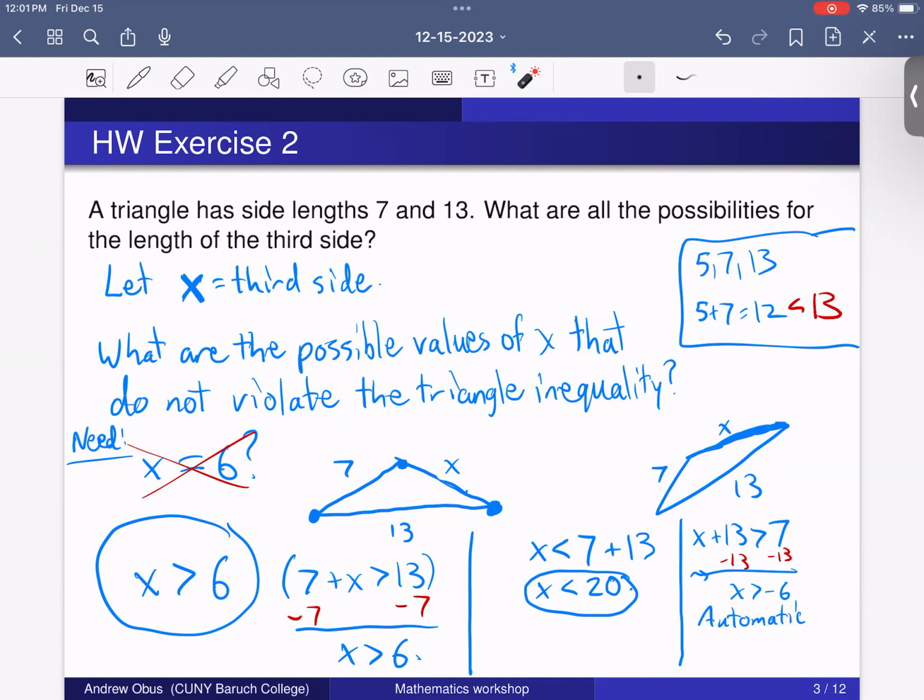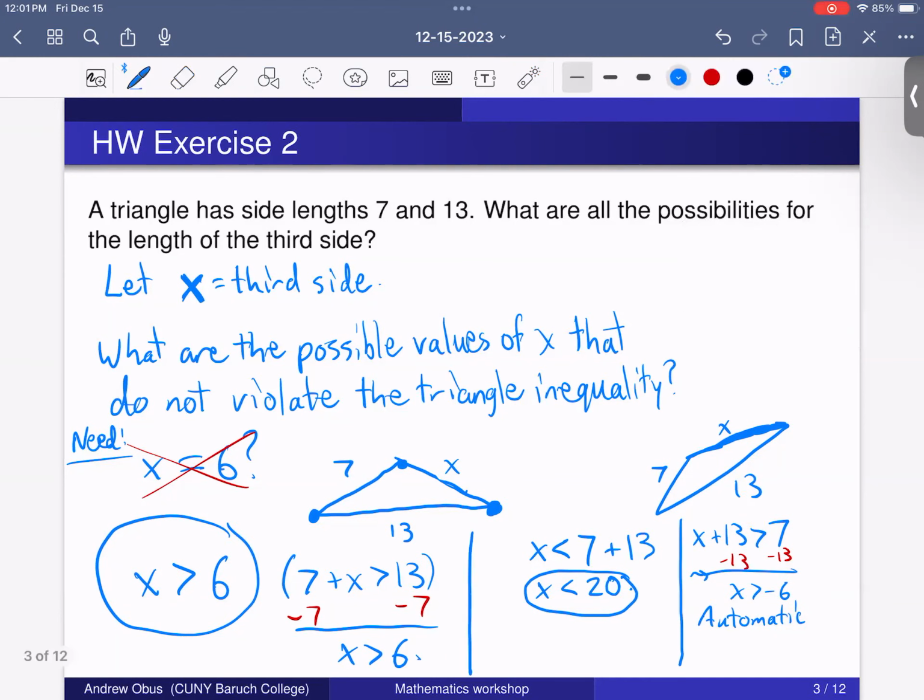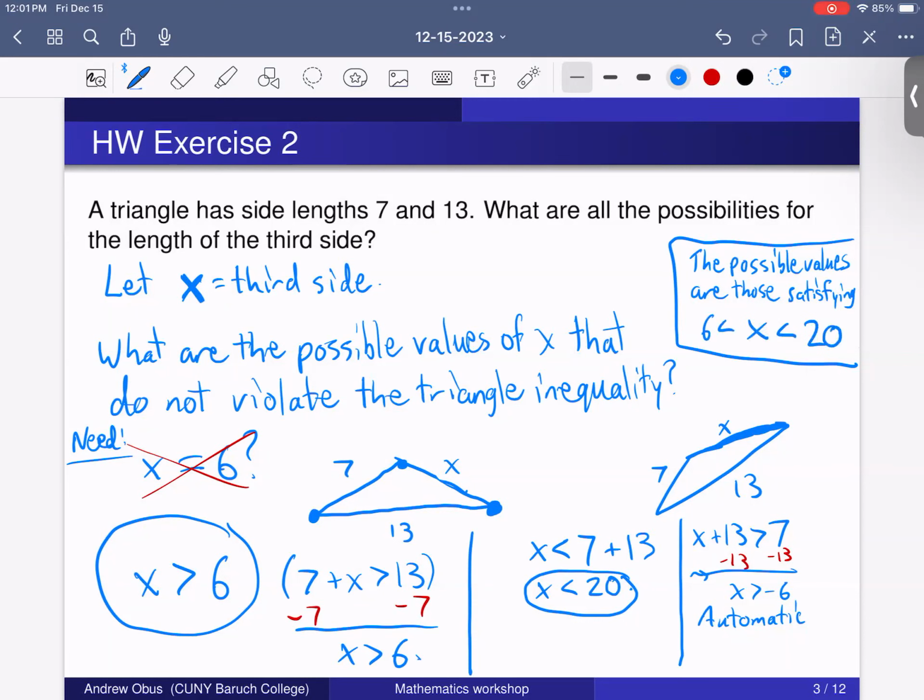So the possible values of x, if I want to write a solution, let me just erase this up here. So if I want to write a solution, the possible values of x are those satisfying 6 is less than x is less than 20. Okay, so that's the solution here. All right, are there any questions on that?